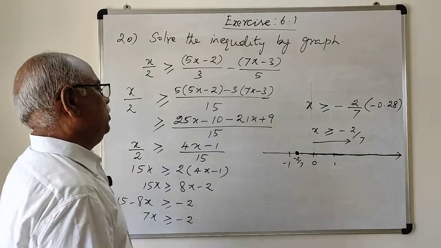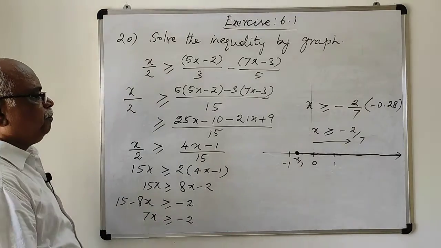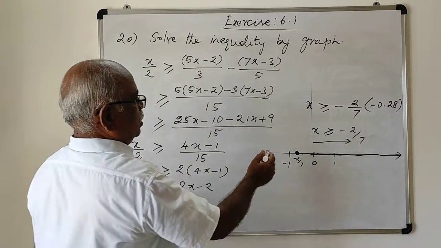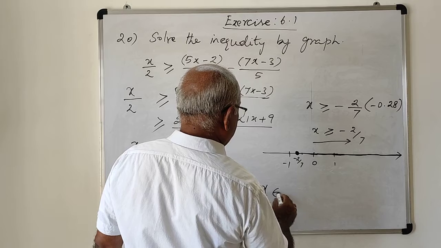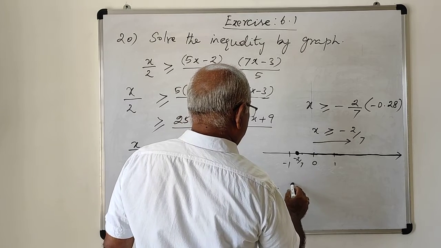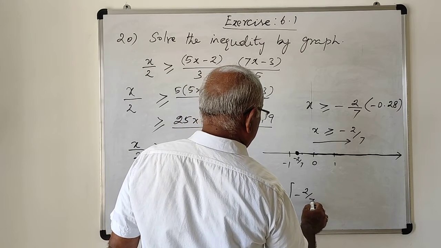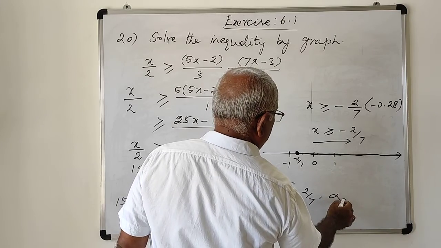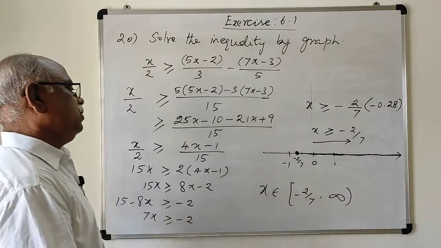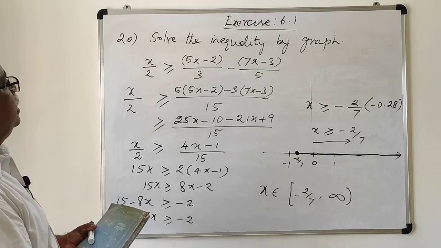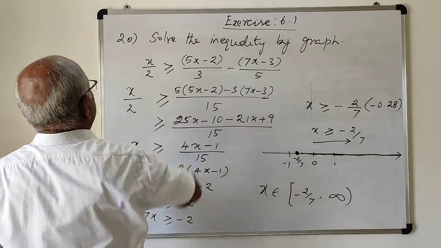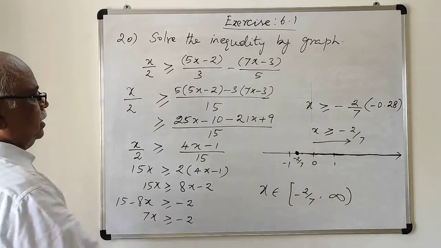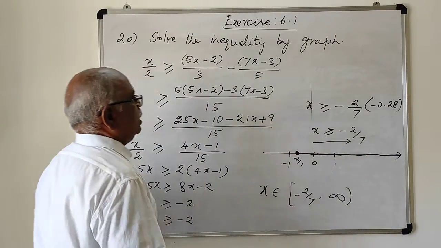This is the graph of the solution for problem 20. You have to include minus 2 by 7, whereas in interval notation you can write it as minus 2 by 7 on the left hand side closed and infinity on the right hand side open. Like that you have to indicate the solution. That is our problem 20. It is the graphical representation.